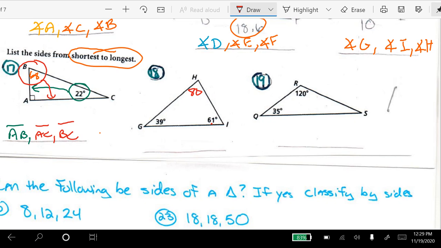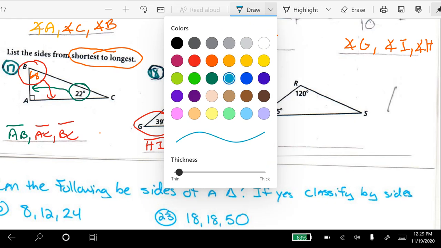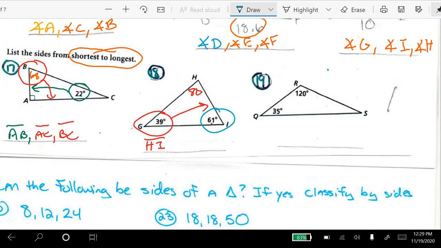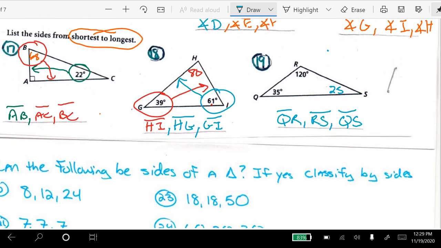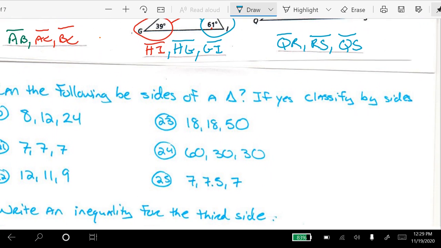So now that we have all the angles, again, I'm doing short to long. So I start with the small. This is my small angle, so my short side is going to be opposite that. It's going to be HI. All right, move on. Next, 61. Opposite 61 is HG. And then the last one is going to be GI. And there's your answer to number 19 as well. Again, hopefully this is easy for you guys here.